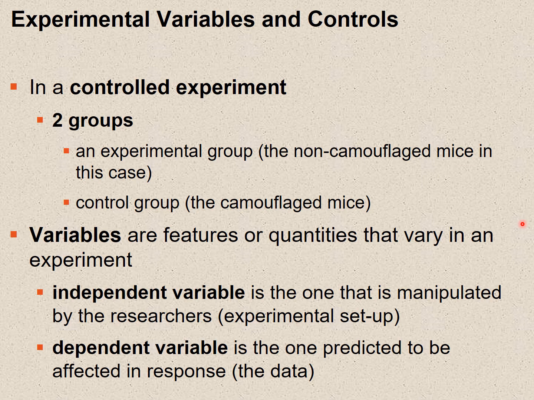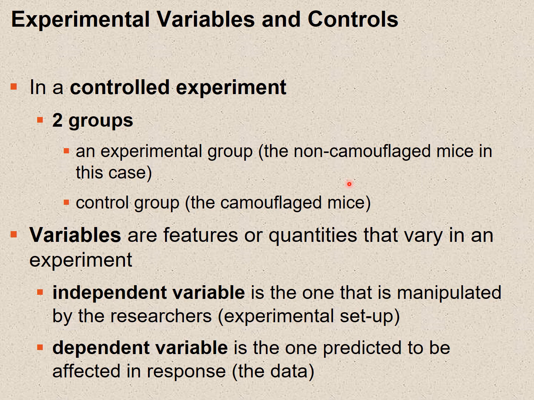Variables are features or quantities that can vary in an experiment, right? So things can vary in an experiment. You want as few variables as possible, but there's always at least one independent variable and one dependent variable. The independent variable is the one that's manipulated by the researchers. So it's basically how the experiment is set up, right?